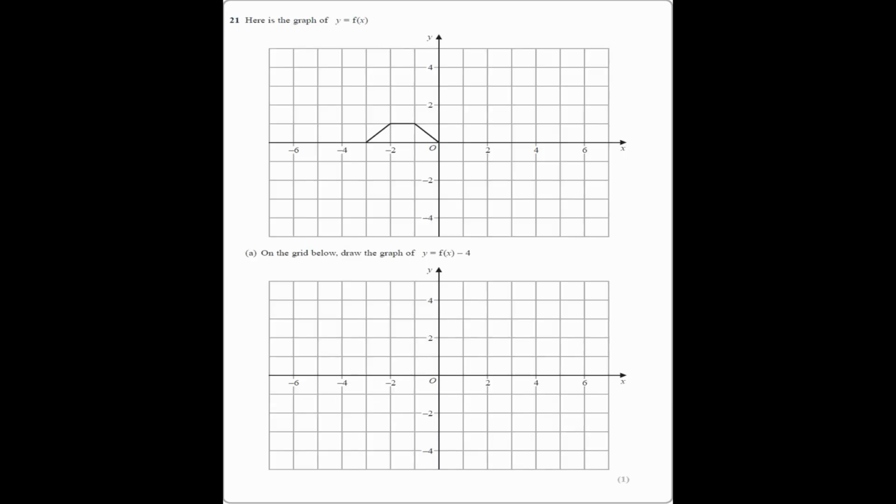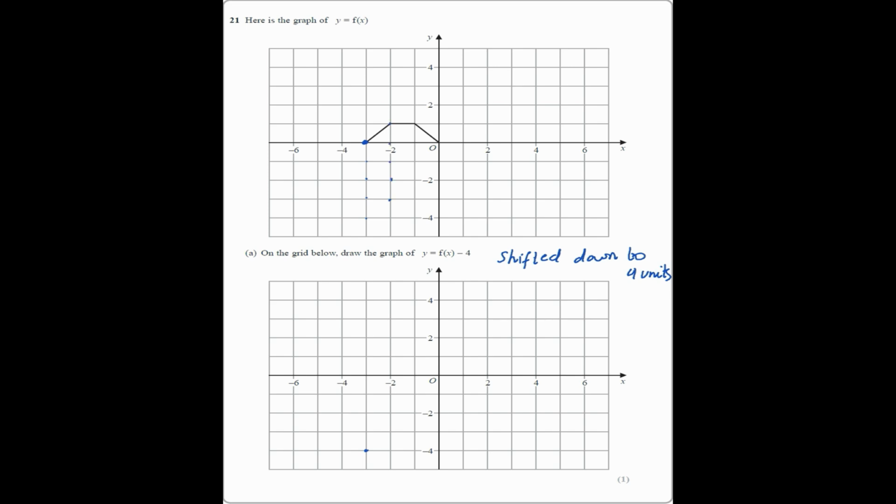Let's start question number 21. Here is the graph of y equal to f of x. On the grid below, draw the graph of y equal to f of x minus 4. So that is shifted down 4 units. We have to shift each and every point 4 units down like this. 1, 2, 3, 4. So I have to show it here. 1, 2, 3, 4. It would be like this.